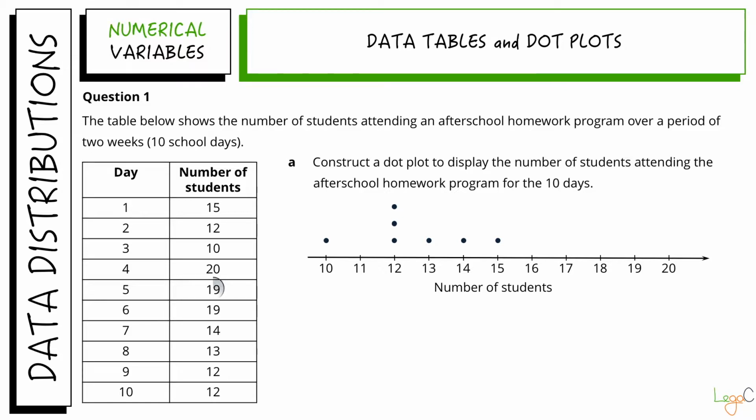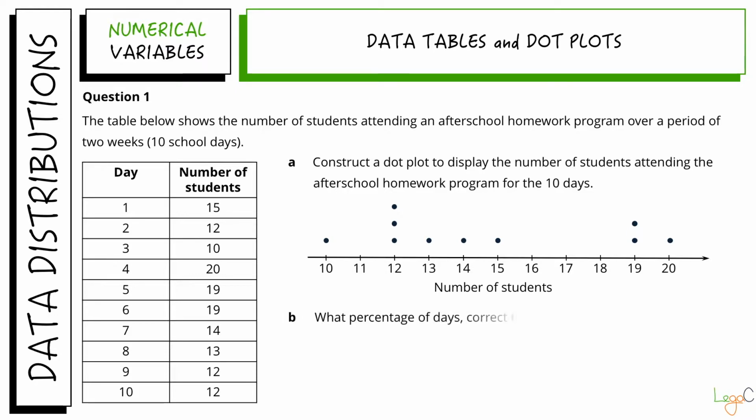Then we have 2 days with 19 students in attendance, so we put 2 dots above 19, and 1 day with 20 students in attendance, so there is 1 dot above 20. And this is the dot plot for this set of data.